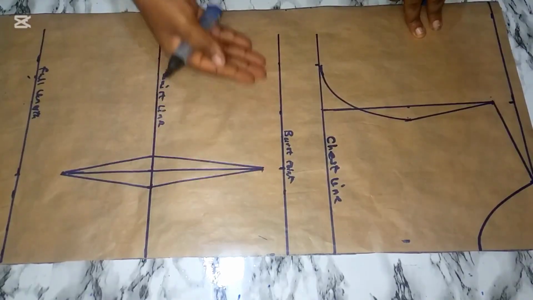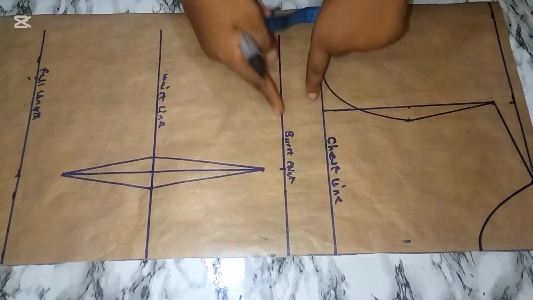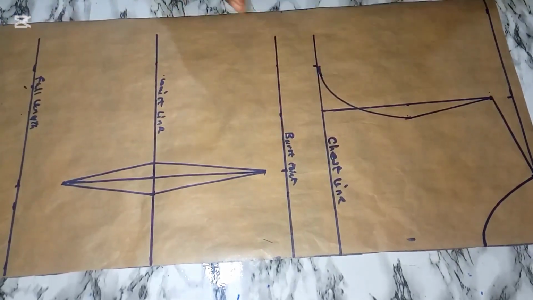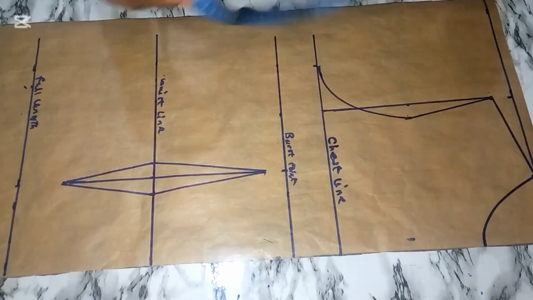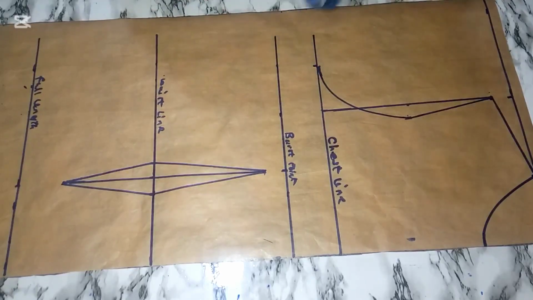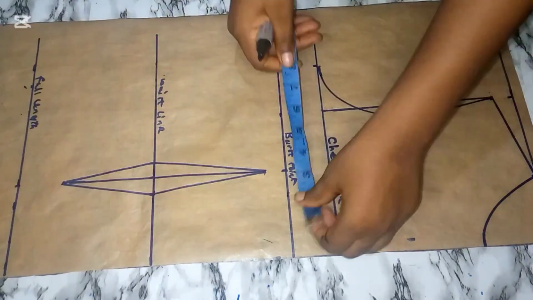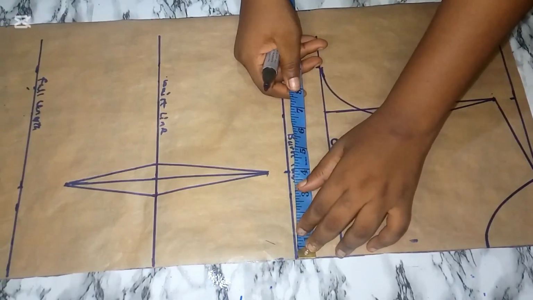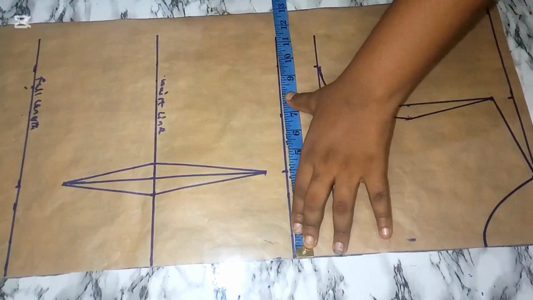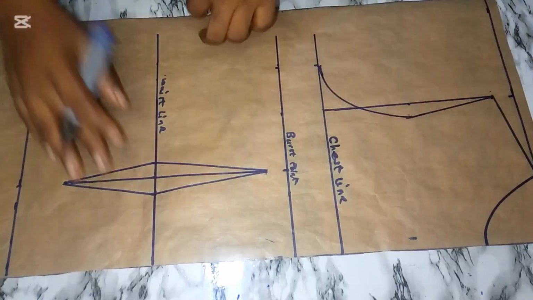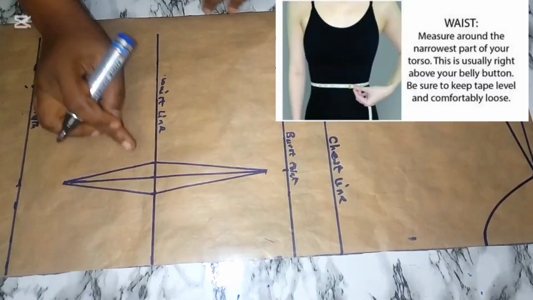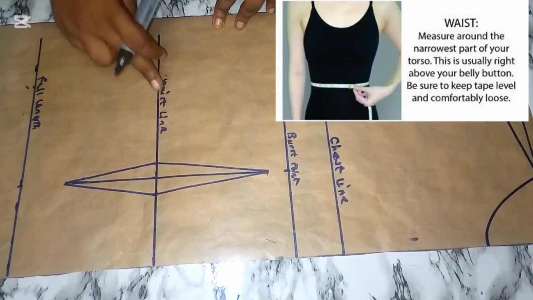It's now time to put our horizontal measurements. So on your bust point or your bust length, what you do is you get your bust measurement, your round circumference, your bust circumference, okay? Mine is 38, and you divide it by 4, okay? Mine is 38, and if I divide 38 by 4, I'll have 9.5. So you get your bust circumference and you divide it by 4. Like 9.5 here.